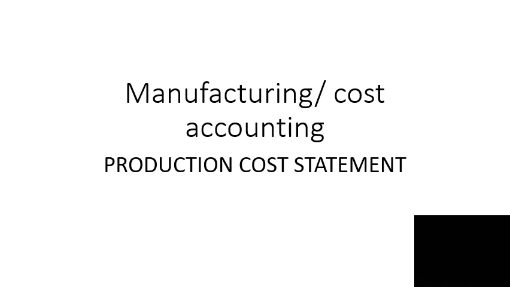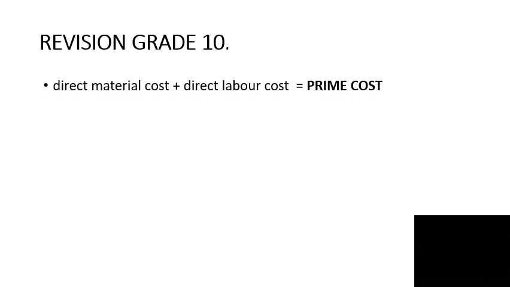Now, our focus for today is the financial statement of a manufacturing business, the production cost statement. But we want to start by revising last year's formulas. In grade 10, mainly it was calculation of manufacturing cost. The first one was prime cost, which we calculate by saying direct material cost plus direct labor cost.